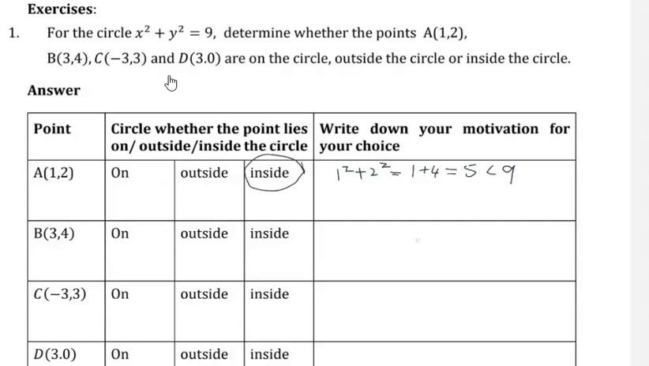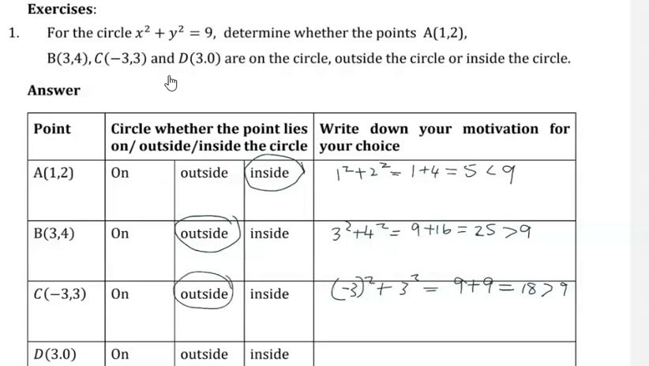If I take point B, then I get 3 squared plus 4 squared, that is 9 plus 16, that is 25. That is larger than 9, so it is outside the circle. And we don't have the picture here, but it's easy to get it from the equations there. If I now take the point minus 3, 3, I get 9 plus 9, which is 18. That is larger than 9, so it's outside the circle.